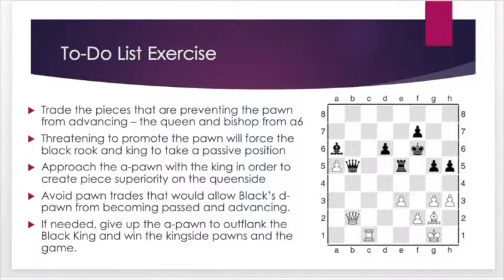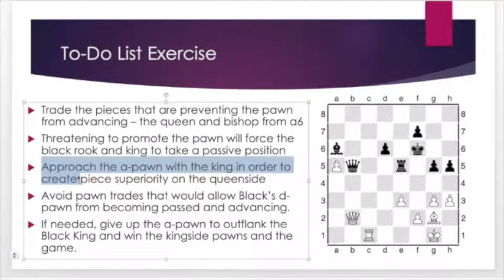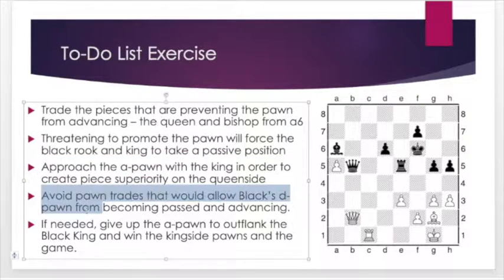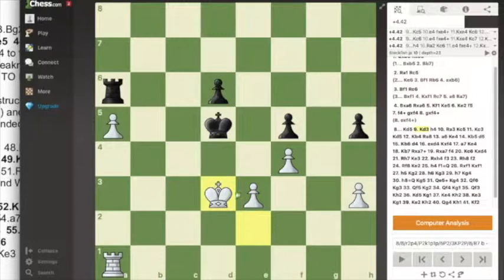So once again, look at our point number 3. Approach the a pawn with the king, and avoid pawn trades that would allow black's d pawn to pass. So check and check. As long as this pawn's here, that's why we traded with this pawn instead of this pawn. We avoided the pawn trade that would have made it easier for black's pawn to pass. So we checked on that, and we brought the king over from g1 now up to e3, and we'll see it continue to move.